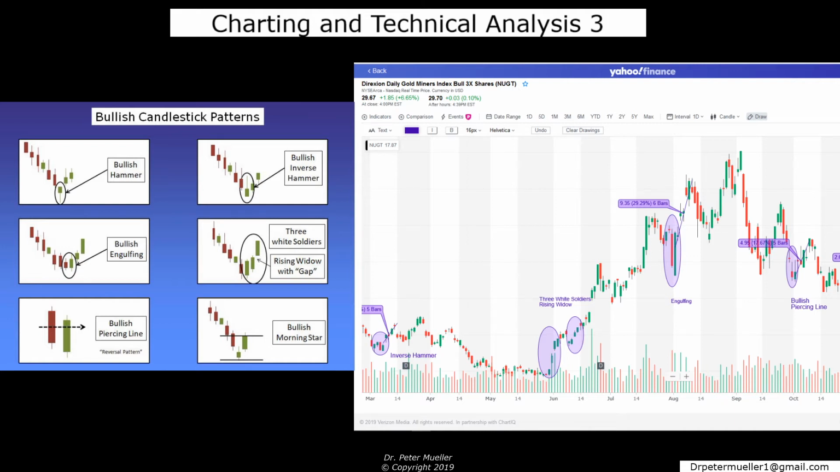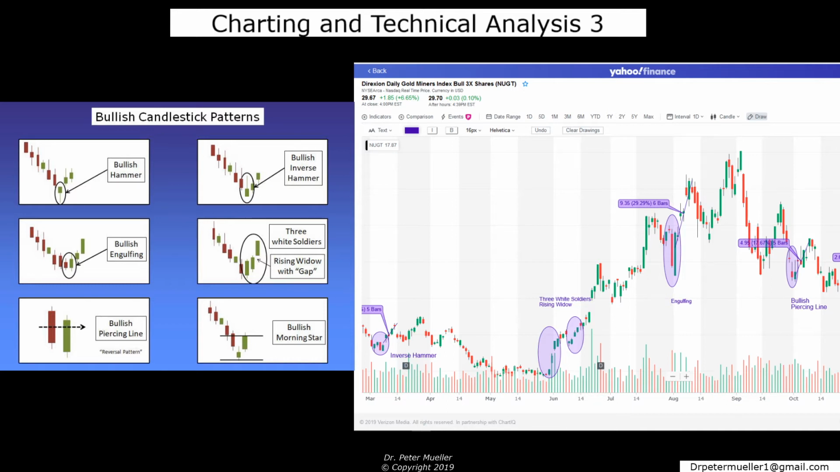Then the fifth important bullish pattern is called the bullish piercing line, which means you had a declining pattern, and the last long body of the candlestick is followed by a green candlestick, and the closing price is above the middle of the body of the previous day. This is called bullish piercing line.